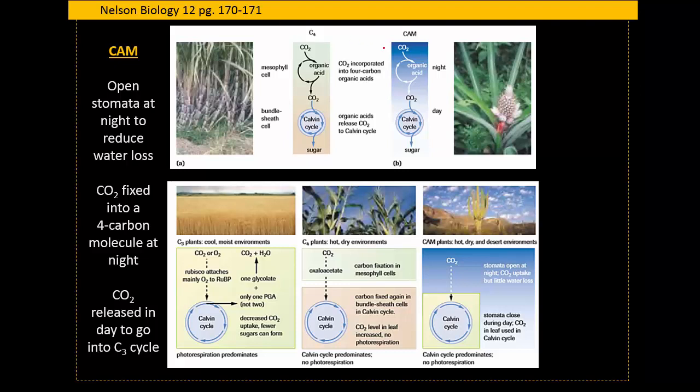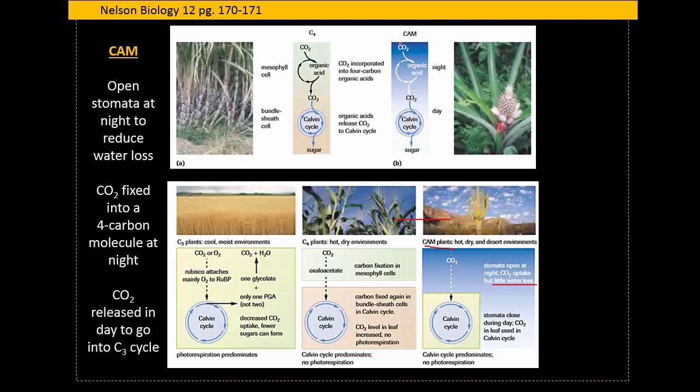And in the CAM system, let's go down here first of all, right? CAM plants exist in hot, dry, and desert environments. So, of course, there's going to be some overlap here. But if you're really looking at these harsh environments, the stomata will open at night, and that's when the carbon dioxide will come in. There's going to be little water loss at night because it's cooler, all right? And the CO2 will come in at night, not during the day.